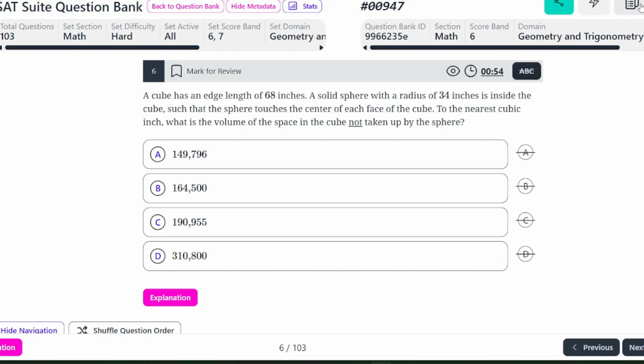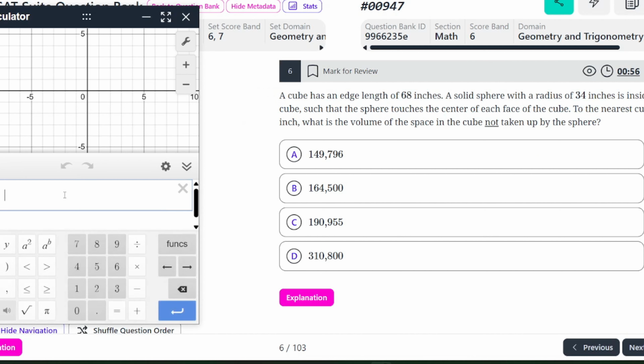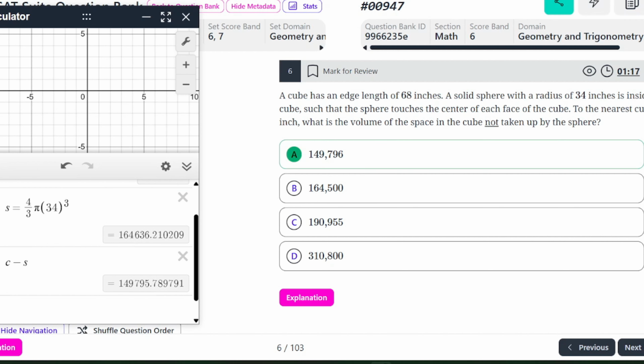Now I'm just going to pull out this calculator here. So I'm going to say C is equal to 68 cubed and S is equal to 4/3 pi 34 cubed. And we're just going to do C minus S. And that's going to give us roughly A as our answer.